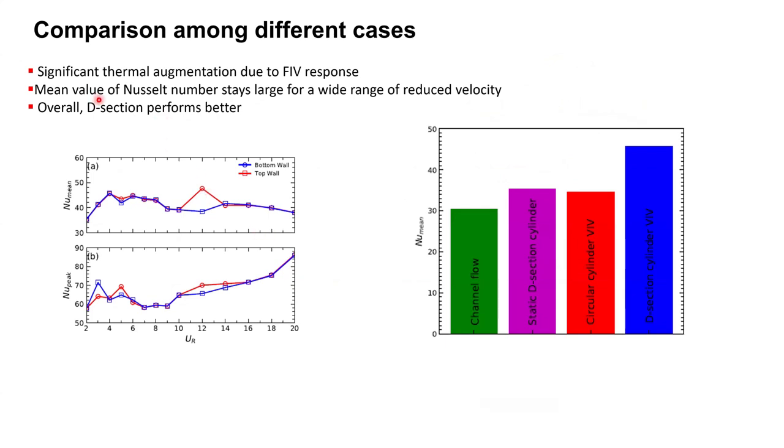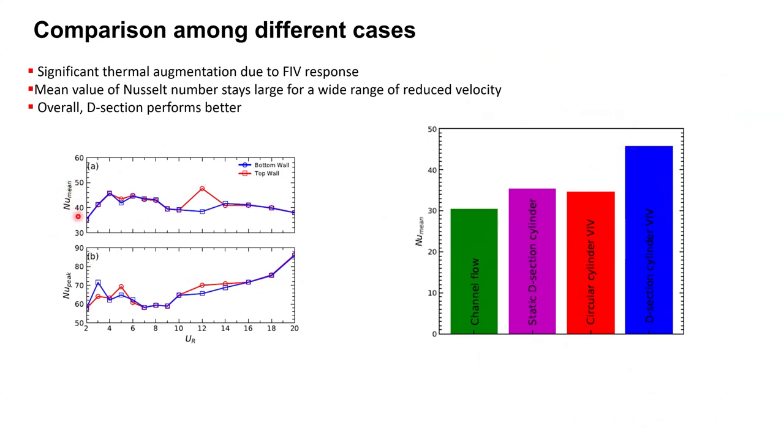Now let us compare different cases. So first of all, let us look at this plot. This is just channel flow. I am plotting the Nusselt mean, so this is now space average as well as time average. So Nusselt mean for the channel flow. This is for static D section cylinder where nothing is moving. This is circular D cylinder. It's not much difference between these two, but if you have D section cylinder, we have very large improvement. So comparing just these two where both cylinders are moving, you can see a large improvement in mean Nusselt number for the D section cylinder.